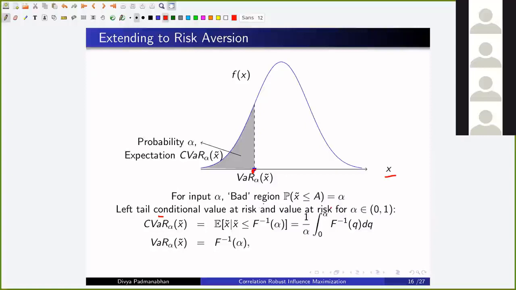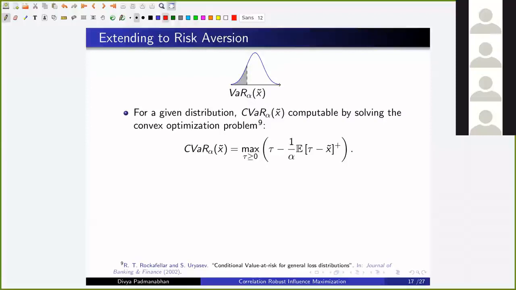And the conditional value at risk is the expected value corresponding to the shaded region. So that is the expected value of the bad region of this random variable. It's a measure of risk in some sense, because it's quantifying the bad region. Now, it turns out that the CVaR can be computed using this convex optimization problem, for a fixed distribution. There is an expectation here for the particular distribution that you're trying to measure. You can see more about this in the results by Rockafellar and Uryasev.